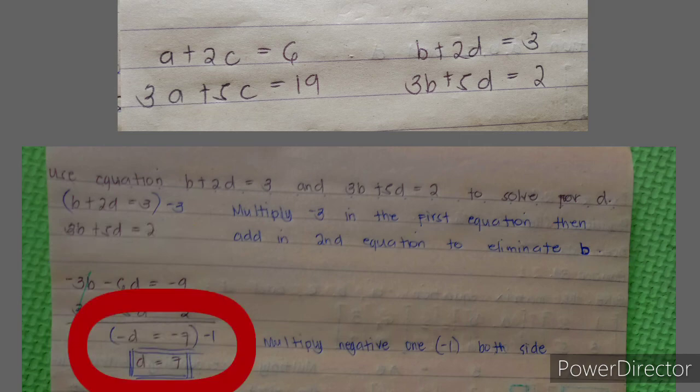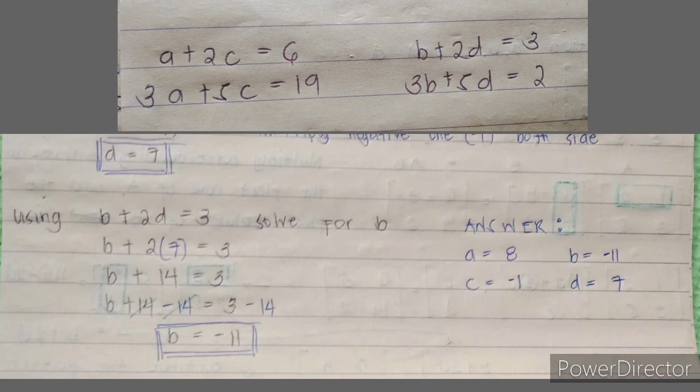Then we get negative D is equal to negative 7. Multiply both sides by negative 1. Then we get D is equal to 7. Now that we have the value of D, we can solve for B. Using the equation B plus 2D is equal to 3, substitute the value of D. We get B plus 2 times 7 is equal to 3. Then B plus 14 is equal to 3.